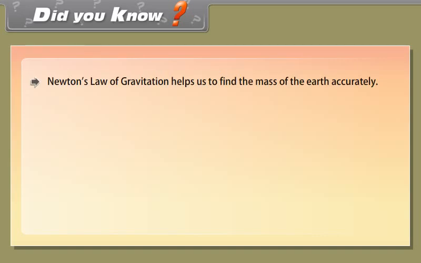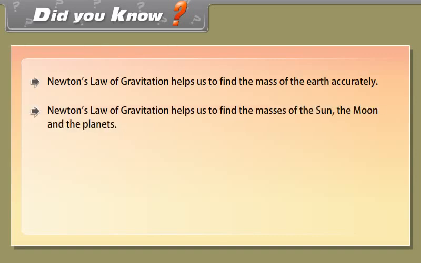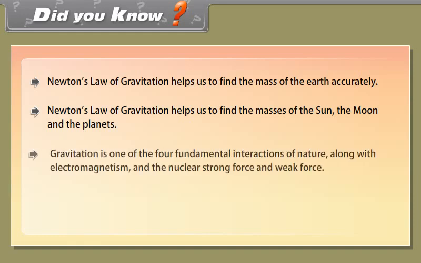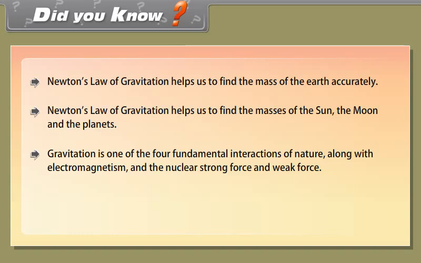Did you know? Newton's law of gravitation helps us to find the mass of the earth accurately. It also helps us to find the masses of the sun, the moon, and the planets. Gravitation is one of the four fundamental interactions of nature, along with electromagnetism and the nuclear strong force and weak force. Every planetary body, including the Earth, is surrounded by its own gravitational field, which exerts an attractive force on all objects.